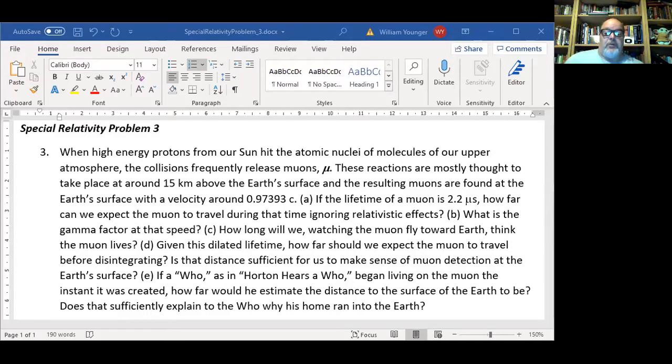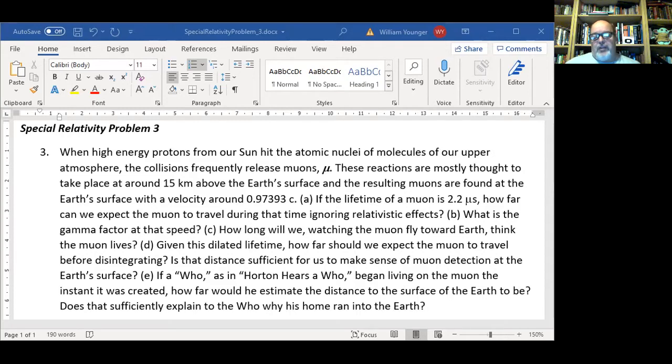So let me start by sharing my screen so you'll see what the problem is. Here's the problem. When high energy protons from our sun hit the atomic nuclei of molecules of our upper atmosphere, the collisions frequently release muons. These reactions are mostly thought to take place at around 15 kilometers above the Earth's surface. Remember, that's 15,000 meters. And the resulting muons are found at the Earth's surface with a velocity of 97.393% the speed of light. That's where I carried some extra digits.